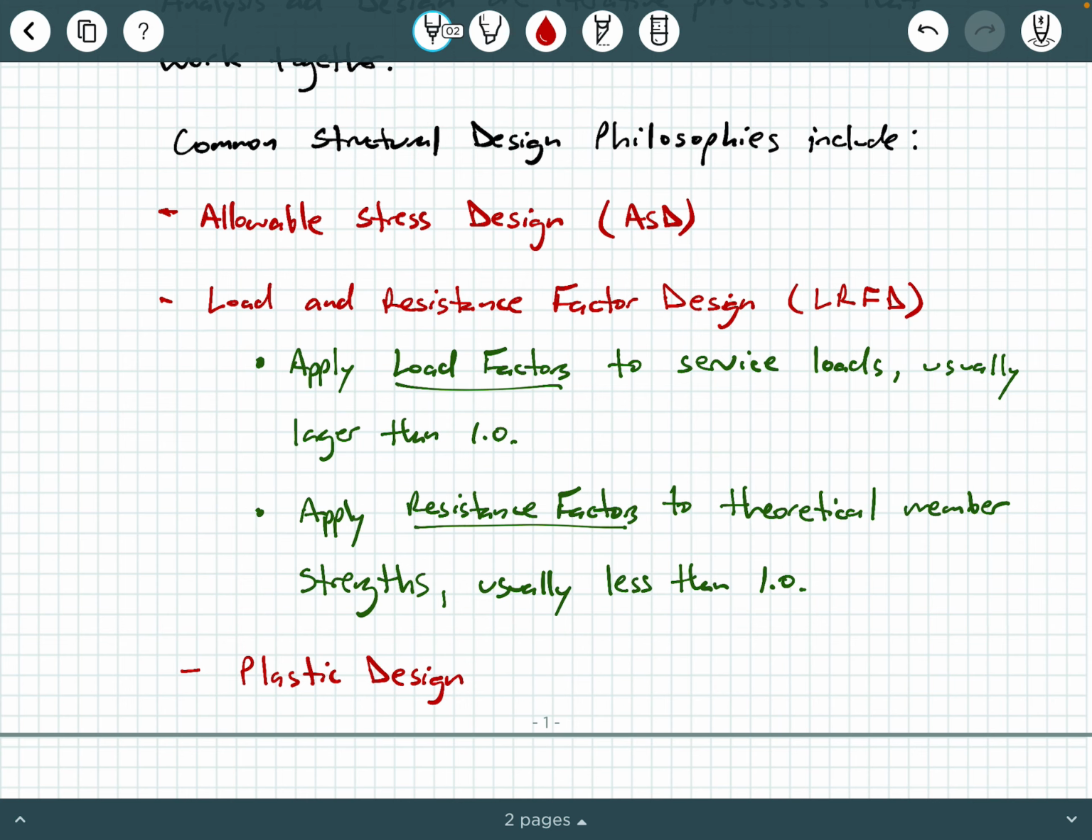So that gives us a quick overview of structural engineering as it pertains to how we analyze and design systems and how that process kind of interacts within itself throughout an engineering design process.